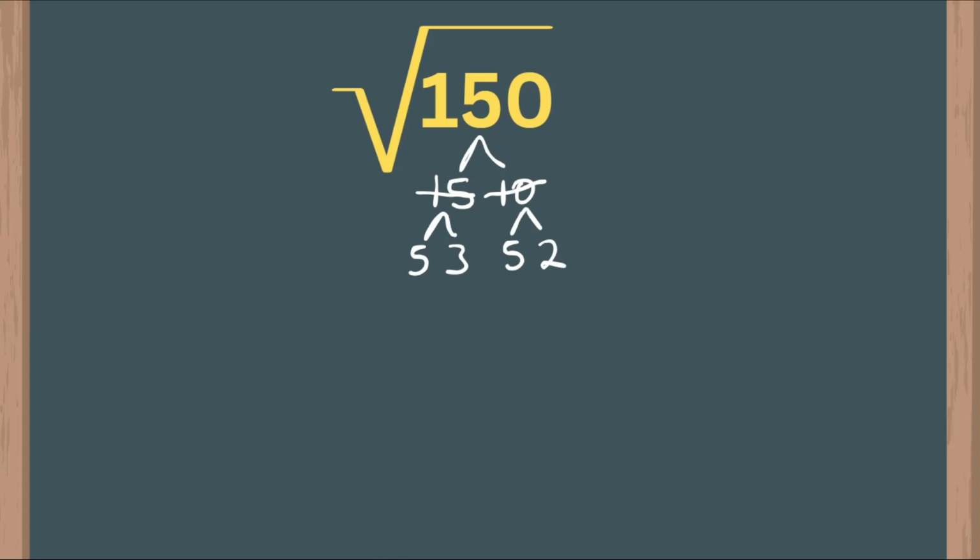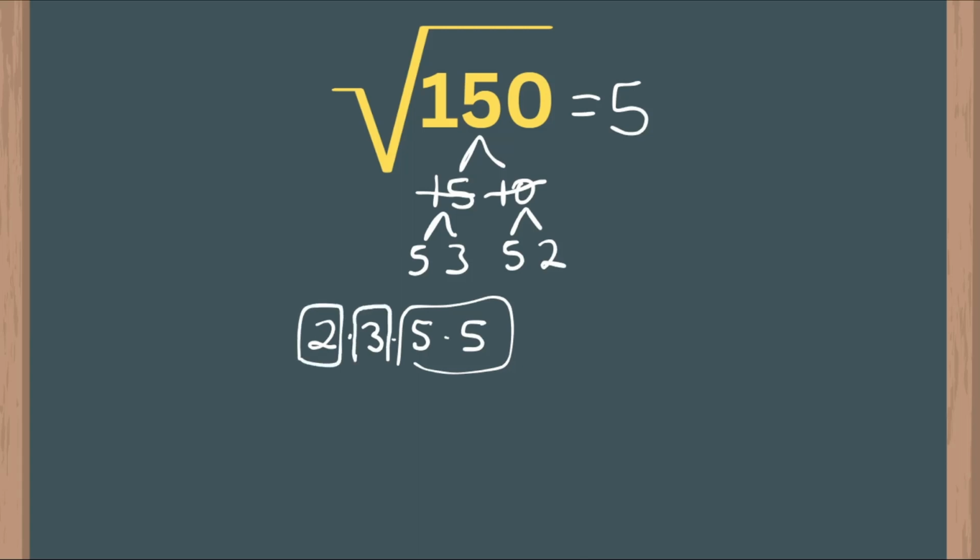And now what's left is I have 2 times 3 times 5 times 5. And there's my pairs right here. So a pair of 5's, that comes out. And then I have two solo numbers, a 2 and a 3. When I have more than one solo, I'm just going to multiply them together. And then keep them underneath that radical still. 2 times 3 is 6. So the square root of 150 is 5 times root 6.